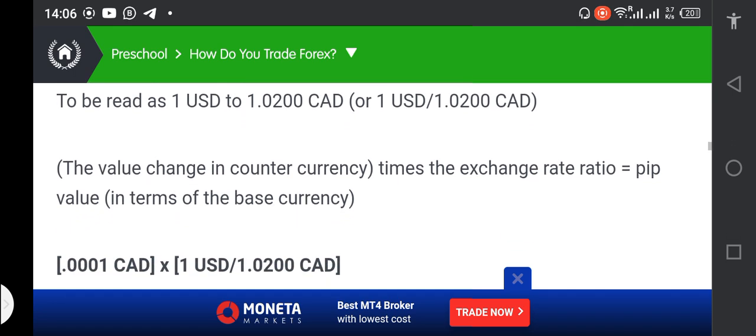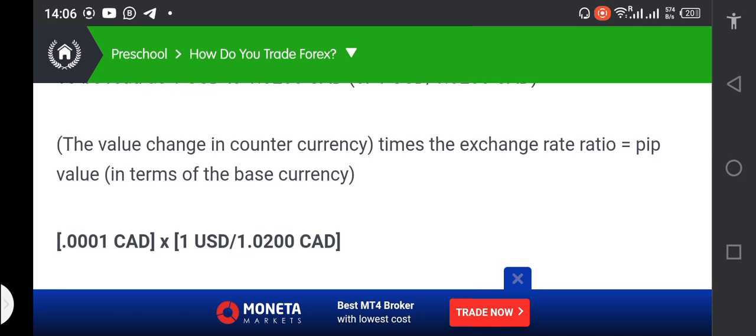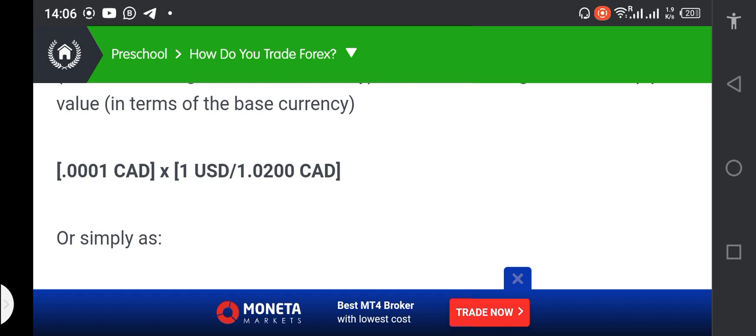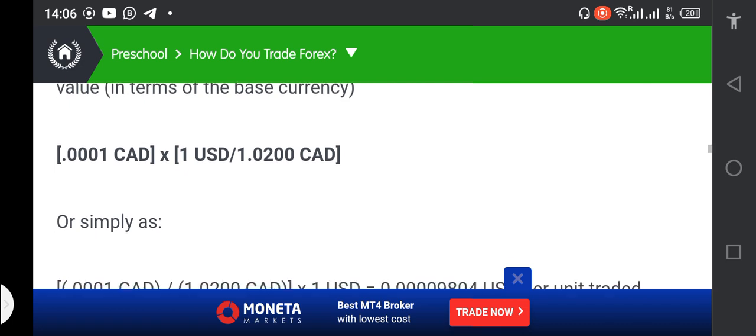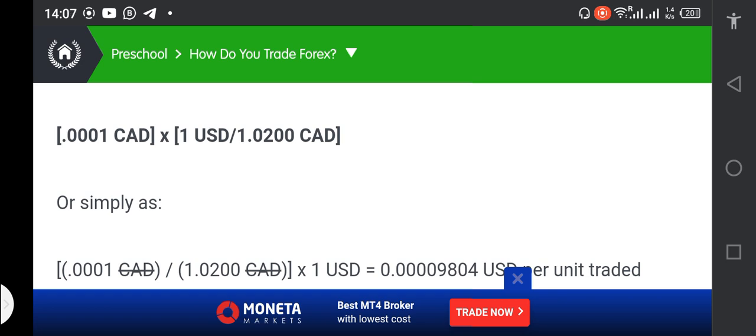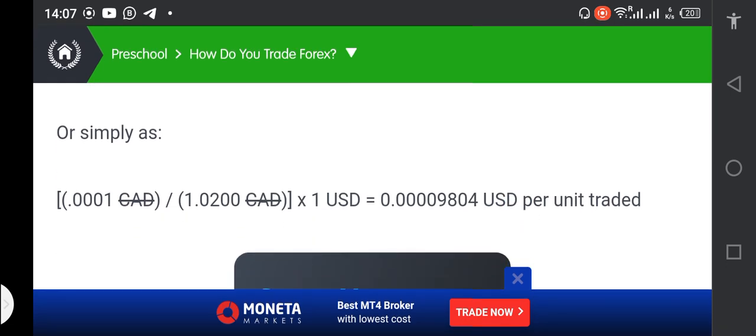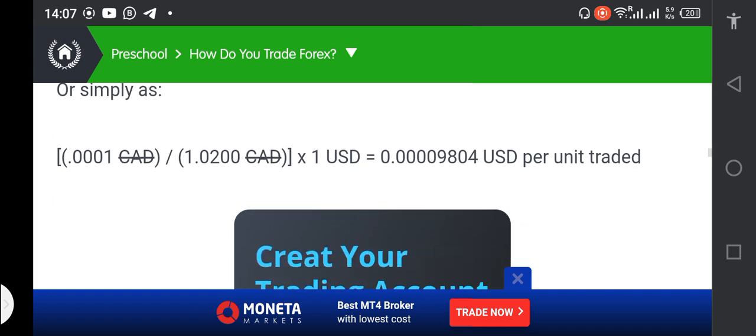So the value change in the counter currency times the exchange rate ratio equals the pip value in terms of the base currency: 0.0001 Canadian times 1 USD over 1.0200 Canadian, or simply 0.0001 over 1.0200 times 1 USD equals 0.00009804 USD per unit traded.